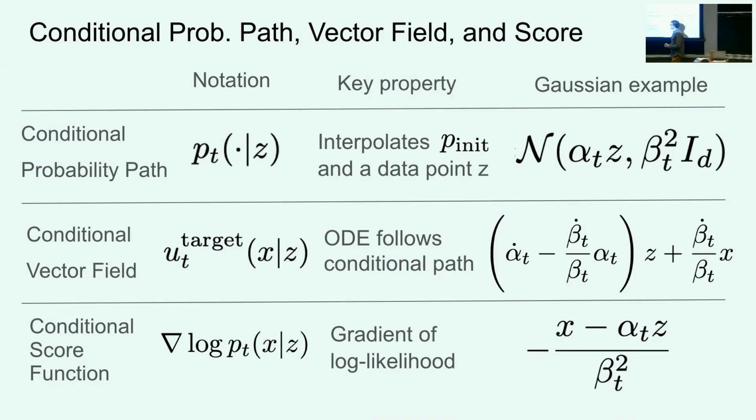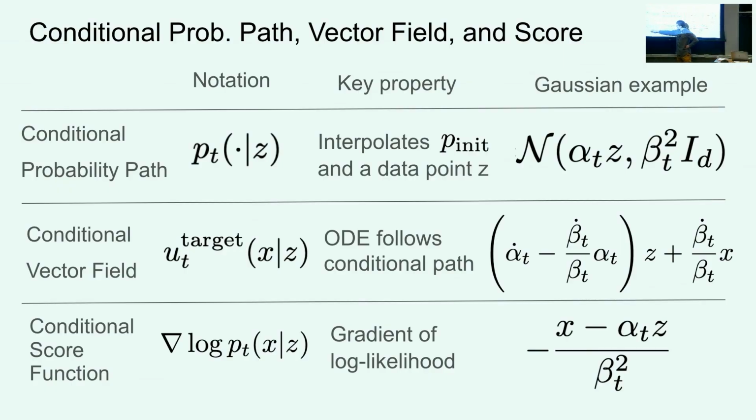Last time, we had 3 objects that we were interested in, and each of these objects had both a conditional and a marginal version. So the first thing was the probability path. The conditional probability path was the one that interpolated between a Gaussian, or an initial distribution, and a data point z. And the generic example we're interested in is this Gaussian path with a mean scaled by alpha t and a variance scaled by beta t. We have a conditional vector field whose defining property is that its ODE follows the conditional path. And the example that we had in the case of the Gaussian probability path was this weighted average between z and x of some coefficients that we know.